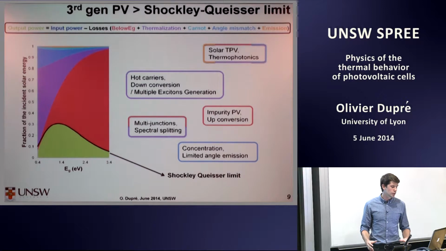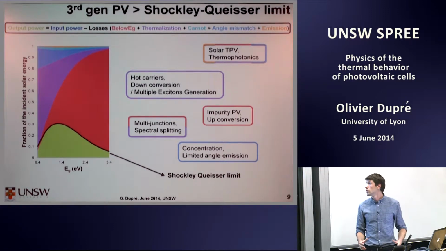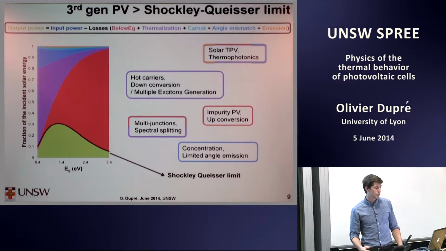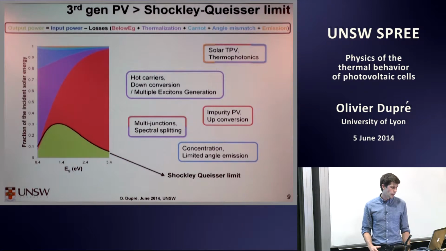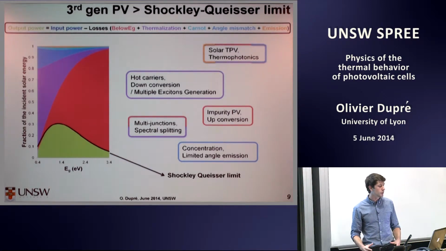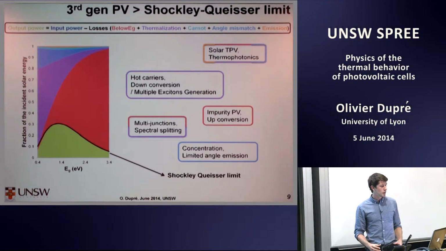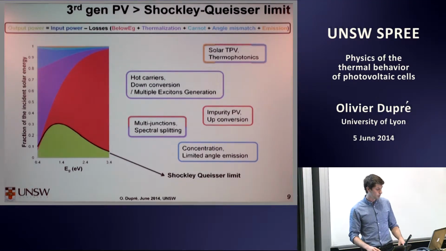We can try to make use of the photons that don't have enough energy using up-conversion or impurity photovoltaics. And there are also options to make use of the extra energy of the photons, like hot-carrier solar cells, down-conversion, multiple exciton generation. And other ideas like solar TPV or thermophotonics, whose designs are so different that all those different losses will change.